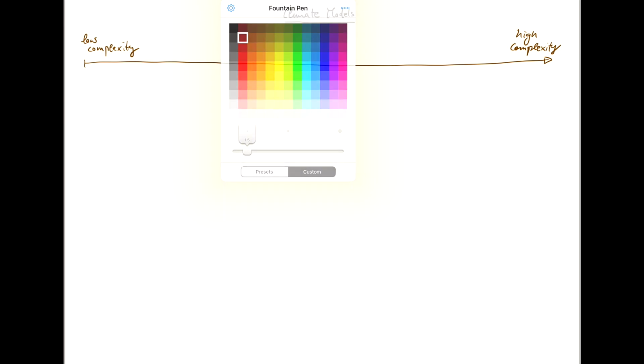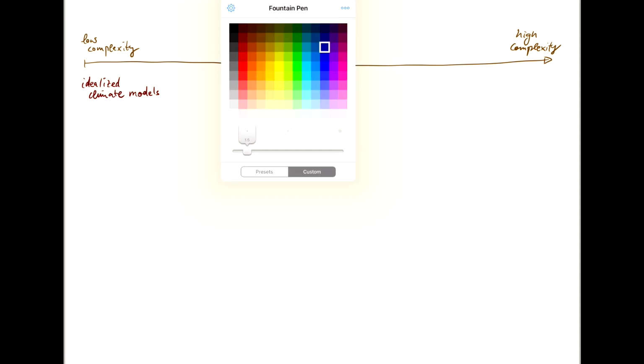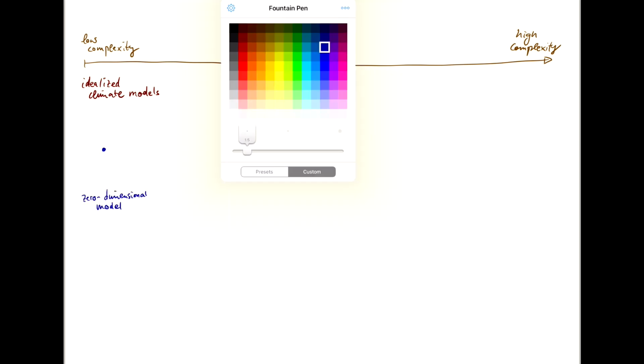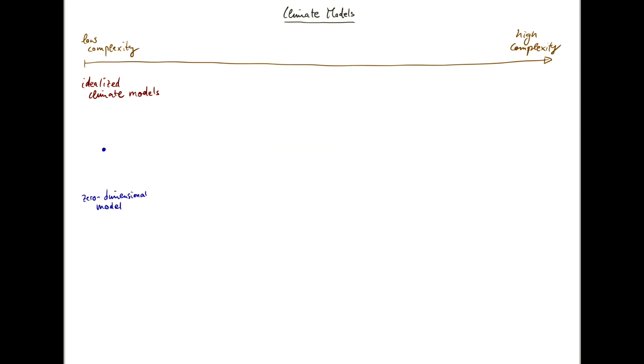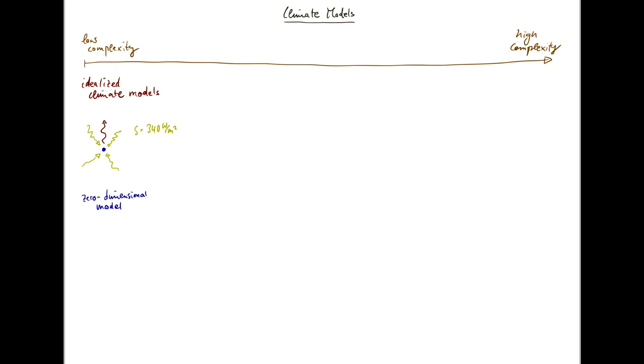So let's look at some simple models, and they are also sometimes called idealized climate models. You have come across a couple of these already as part of this course. Remember when we had Earth represented by just a simple dot. This is what you would call a zero-dimensional model, where you just consider a balance of incoming solar radiation. And we learned that here solar radiation is roughly 340 watts per meter squared, and this is balanced by long wave outgoing radiation.